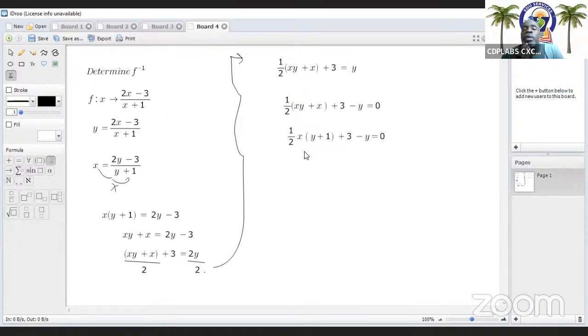So what is the problem here? What is the problem here? Because that y that we want by itself will give us a little problem. y plus 1.